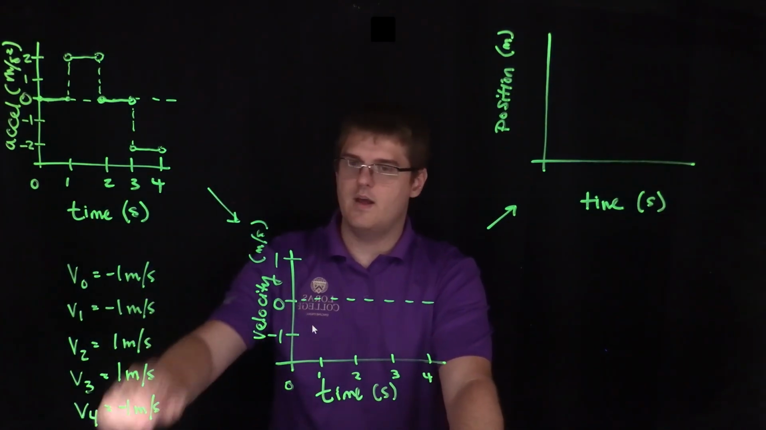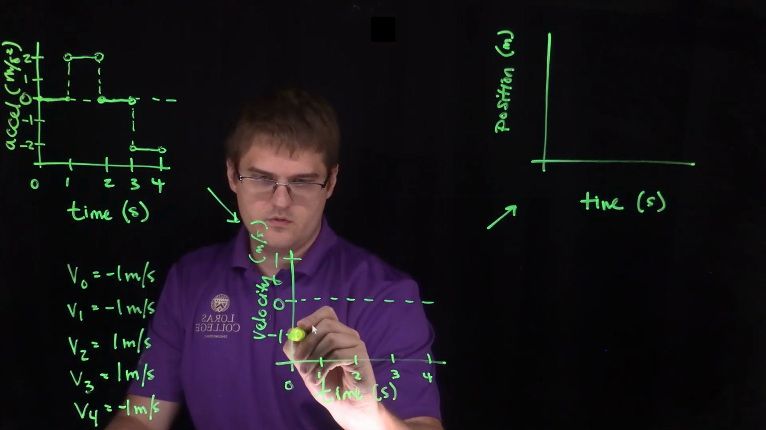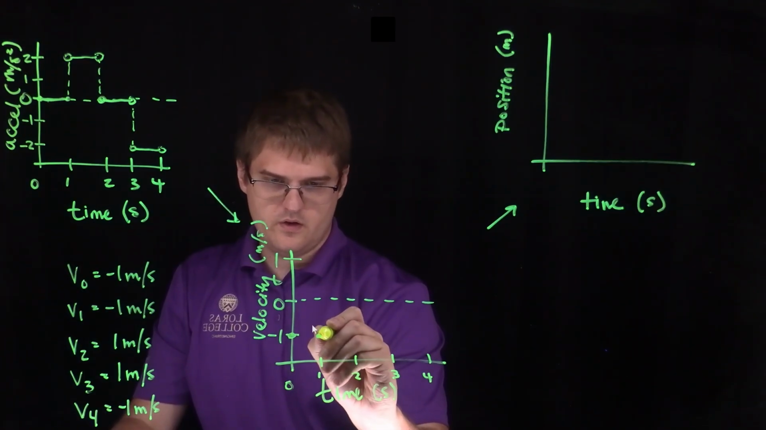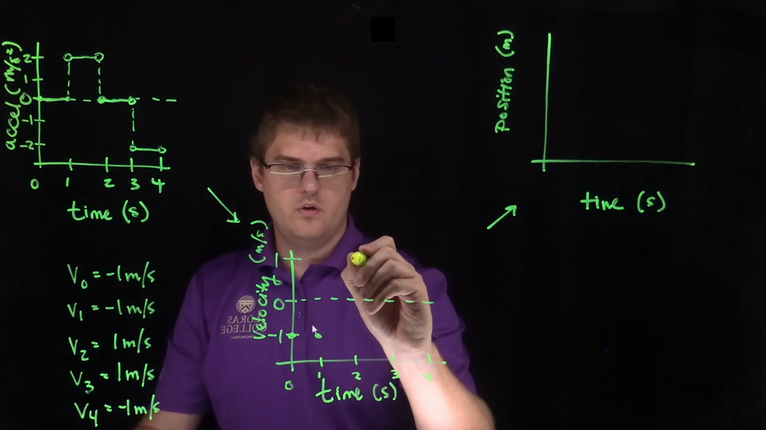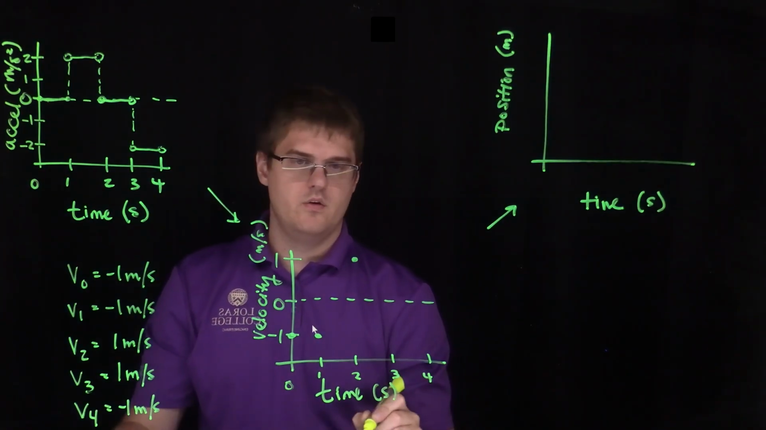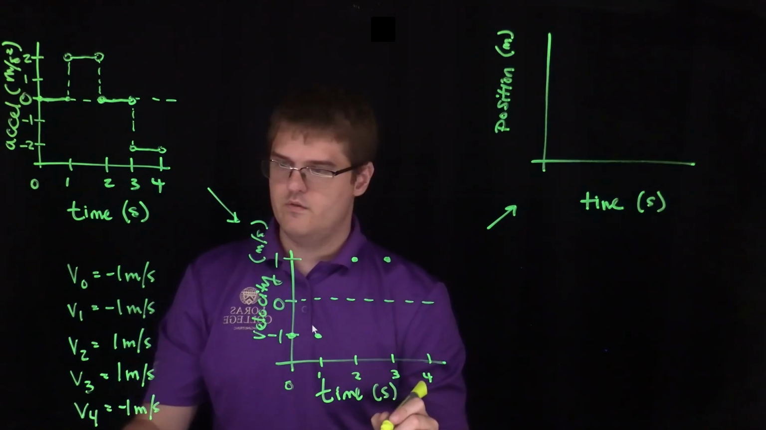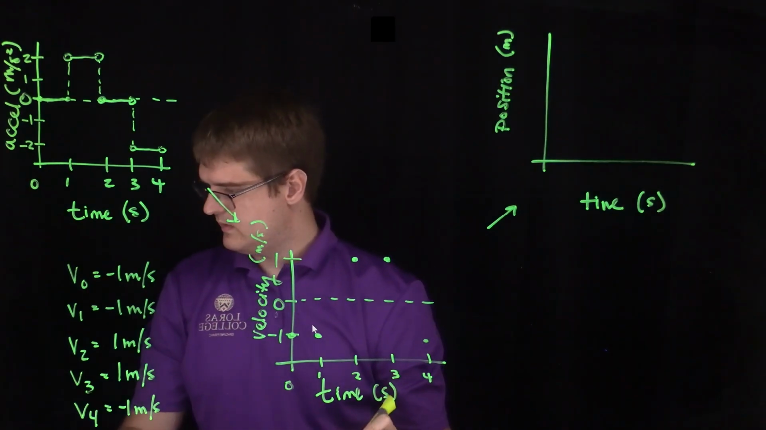So velocity at time 0 is -1. Velocity at time 1 is -1. Velocity at time 2 is 1. Velocity at time 3 is 1. Velocity at time 4 is -1.